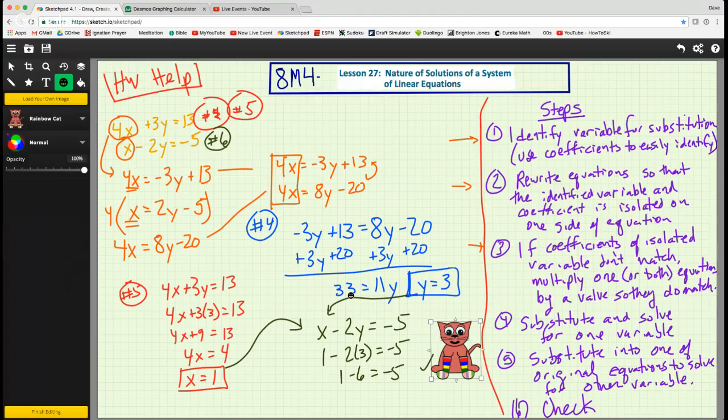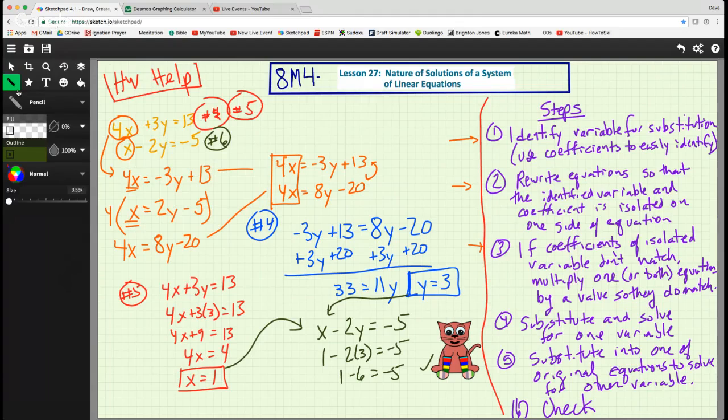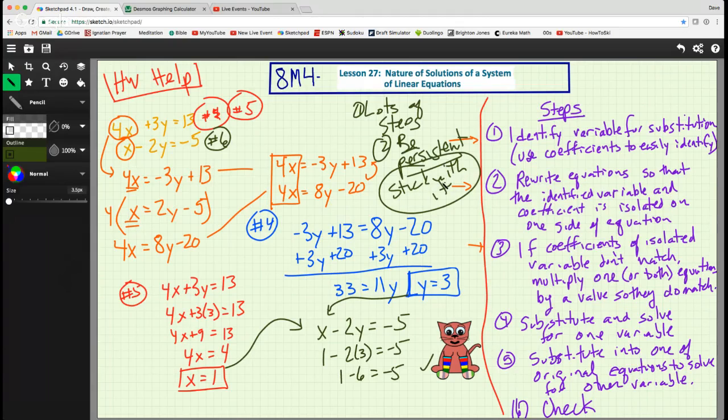This is a lot to learn. That's why you have lots of practice on tonight's homework. There's like 10 problems, I think, and you need to know how to stay with it. There are lots of steps. And I say be persistent. Stick with it.